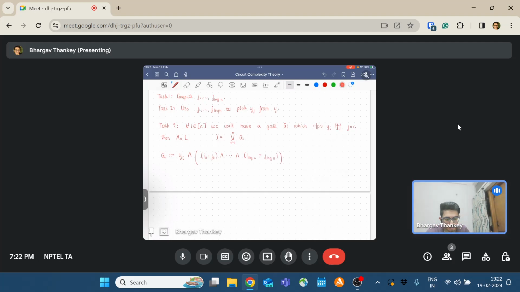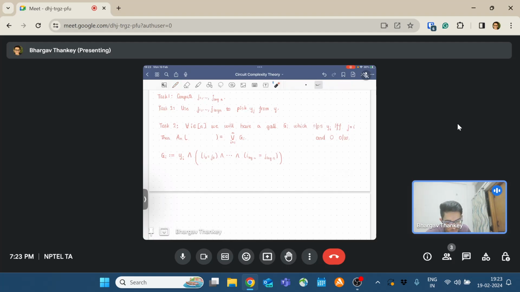So GI is just going to be this. It's going to be the AND of YI and this thing. This thing is only 1 when I and J are the same, right? So the output of GI is going to be YI if and only if this is 1, and 0 otherwise. So this is GI, right?